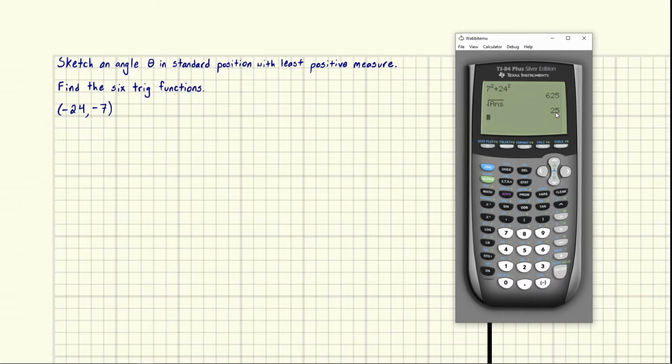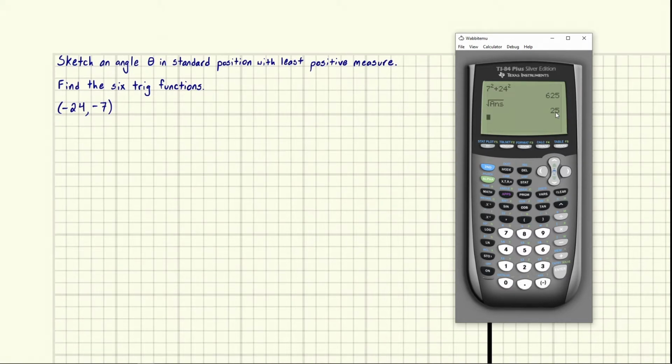Eric Burgess here, and we are told to sketch an angle theta in standard position with least positive measure, and find the 6 trig functions. And then we're also told a coordinate point, and this is going to be key for us sketching the angle. So first, let's go ahead and sketch this angle.